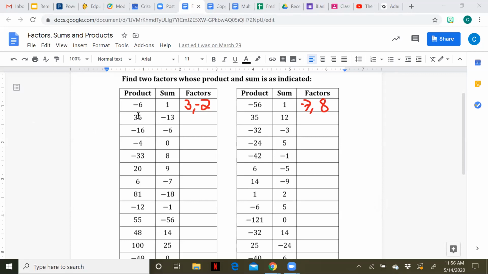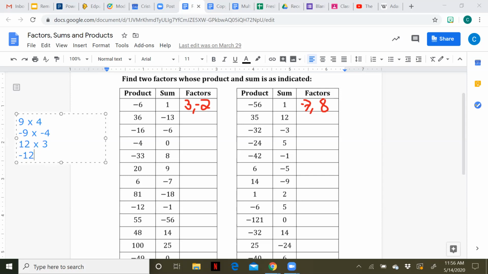So I want to figure out what factors are going to fill it out. So what numbers do you think I could put in here? What are some numbers that multiply out to equal 36? So let's think about it. I can do 9 times 4. I could do -9 times -4. What else? I could do 12 times 3.